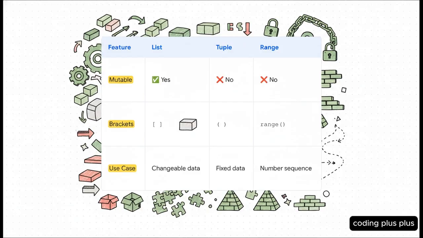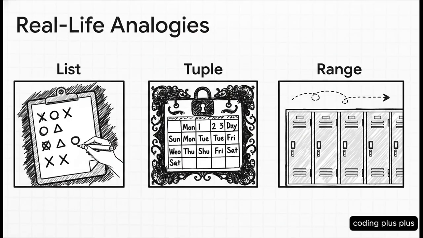And finally, when to use them. Use a list for any data that needs to change, a tuple for data that must stay fixed, and a range whenever you just need a simple sequence of numbers. And here are some real-life analogies to help lock this in. A list is your shopping list. You're always adding things, crossing things off. A tuple is like the days of the week. They are constant, they are fixed, they never change. And a range is just like a list of student roll numbers, a simple, predictable sequence from one number to another.